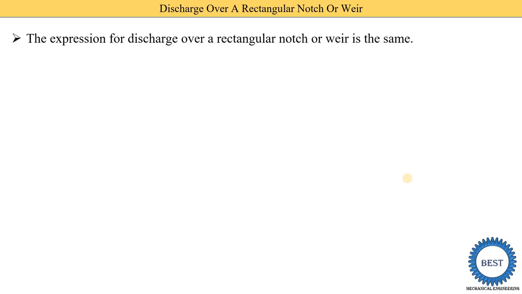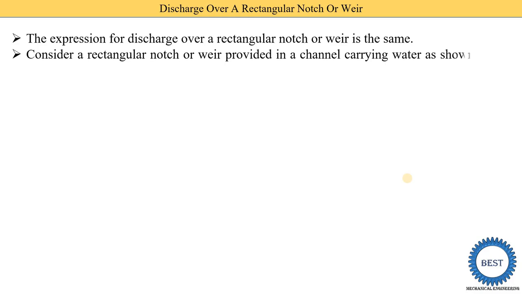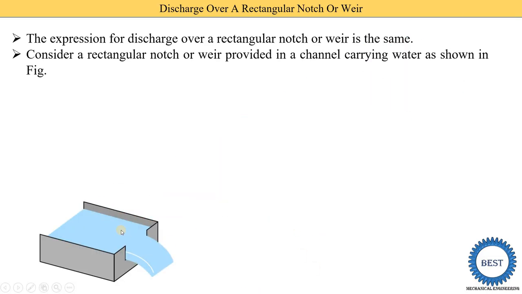The expression for discharge over a rectangular notch or weir is the same. The equation for a rectangular notch or a rectangular weir is the same. Now for deriving the equation, we consider one rectangular notch or weir provided in a channel and carrying water as shown in the figure. It is one small channel, and from this channel the water is flowing, and here the notch is fitted and the notch shape is rectangular.